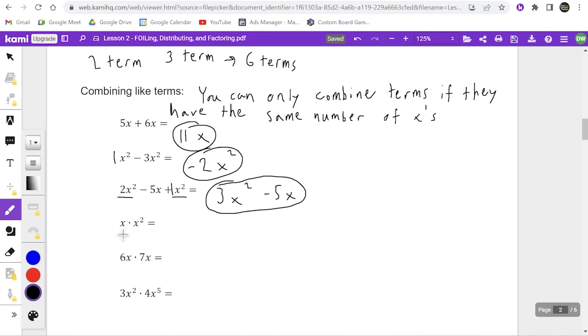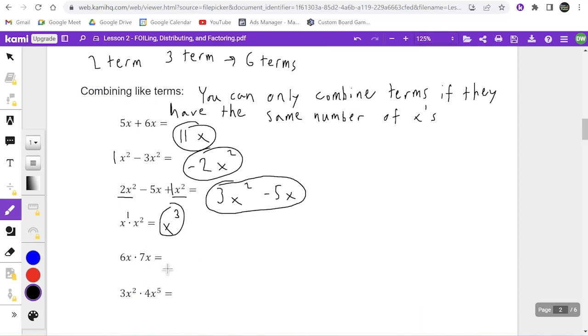Now let's see how we multiply some of these. Like for instance, x times x squared. What's that going to be? Well, basically, this is x to the first power. So you have 1x times 2x's. The answer is x cubed. So whenever you have the number of x's there, you just need to add the powers together. And we'll do some more examples of this right now.